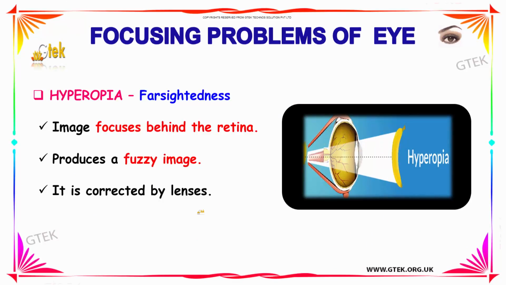Next, we have hyperopia, which is farsightedness. In this case, the image focuses behind your retina. So this creates a fuzzy image, and it is corrected by using concave lenses. So by using the lens, we can correct your hyperopia. Simply to say, hyperopia is if a person can see the things at distance clearly and he cannot see the things which are nearby clearly, then he is subjected to have hyperopia.